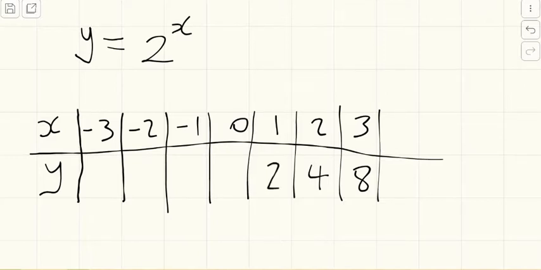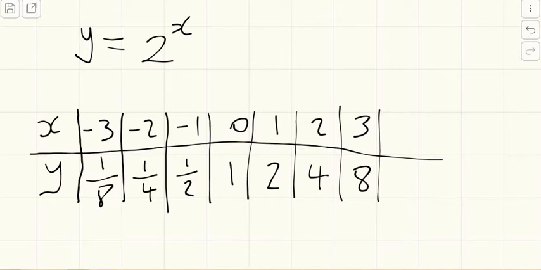If x is equal to 0, then y is equal to 2 to the power of 0, which is equal to 1. If it's -1, you get y equals 2 to the power of -1, which is a half. If x is -2, then you get that y is equal to 2 to the power of -2, which is equal to 1/4. If x is equal to -3, then y is equal to 2 to the power of -3, which is 1/8. Okay, so that's what the table of values would look like.